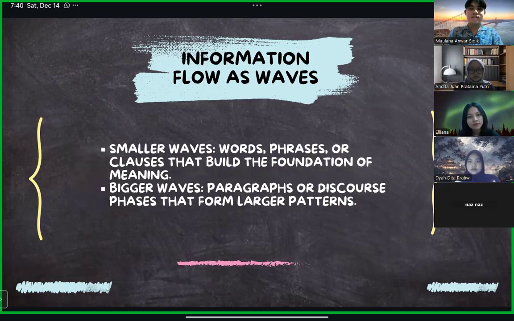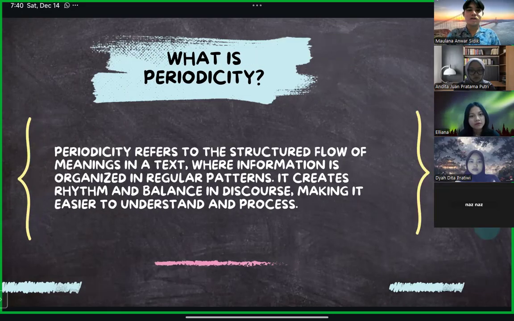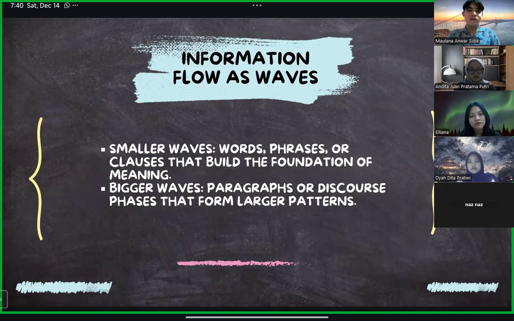So in periodicity, information flows as waves. There are two separations of waves. The first one is the smaller waves, and what is included in smaller waves are words, phrases, or clauses that build the foundation of meaning itself. And the second one is the bigger waves. The bigger waves include paragraphs or discourse phases that form larger patterns. Next.